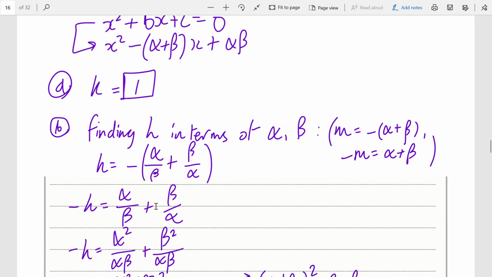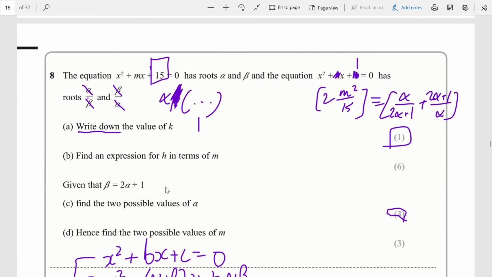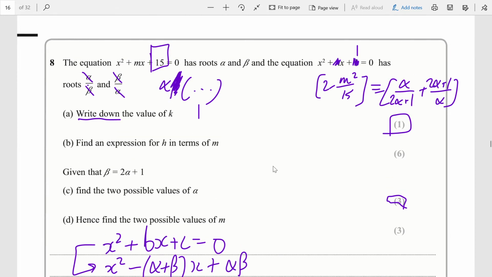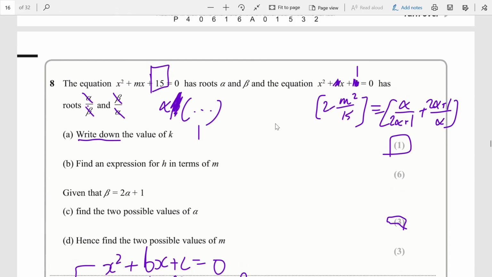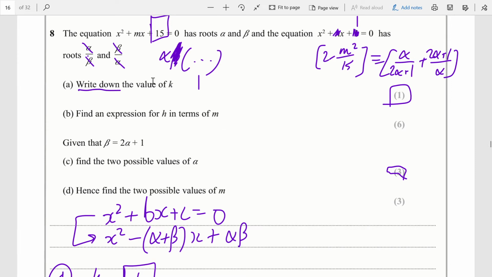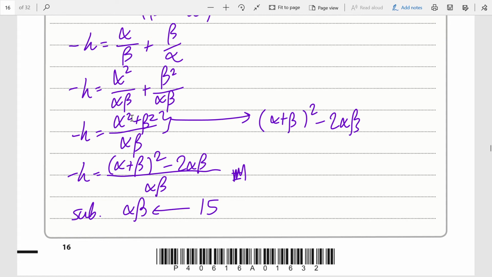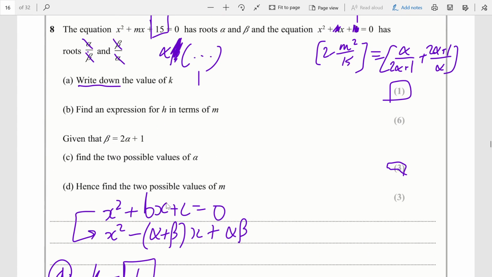Alright, to reiterate this journey of problem solving that we've gone through here, finding an expression for h in terms of m, initially a daunting task, but you get it by first finding the expression in terms of alpha and beta, then using your knowledge of the common substitution that alpha squared plus beta squared goes to this in order to figure out the whole problem. And secondly, finding the two possible values of alpha given that beta is 2 alpha plus 1.